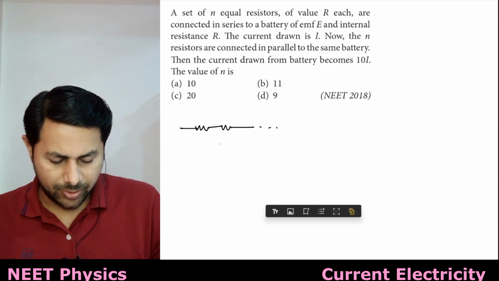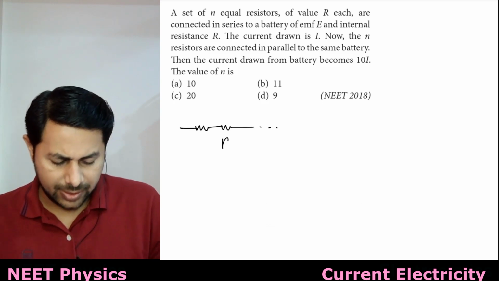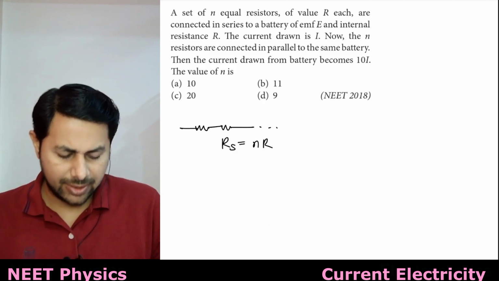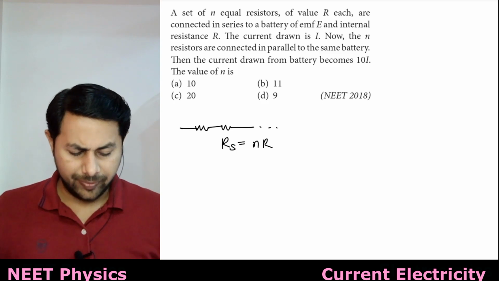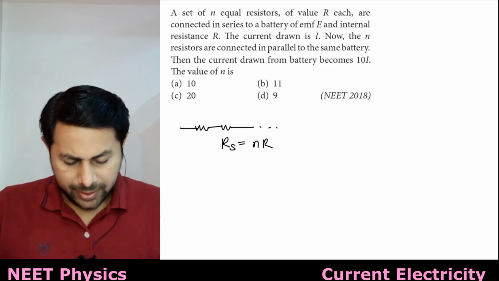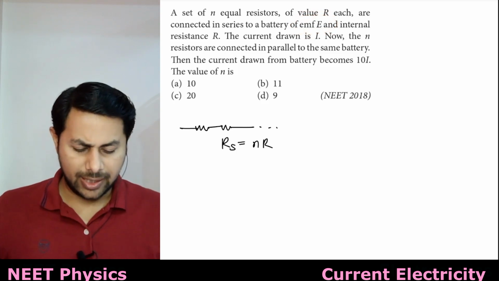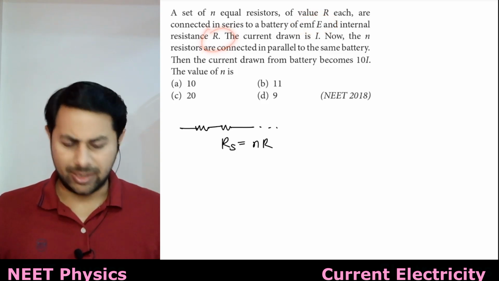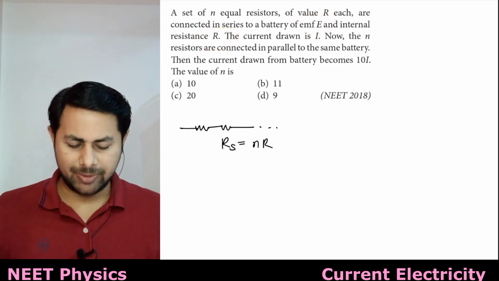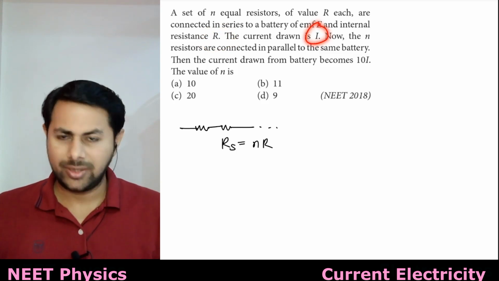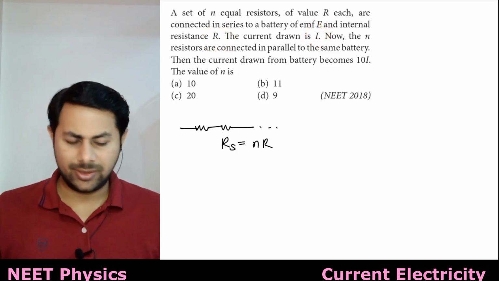Then what will be the total resistance of this combination? Rs is equal to what? N times R, we know that. Okay, and then it's connected to a battery which has EMF equal to E and internal resistance also capital R. Then the current drawn is I. In this case, the current drawn is I.